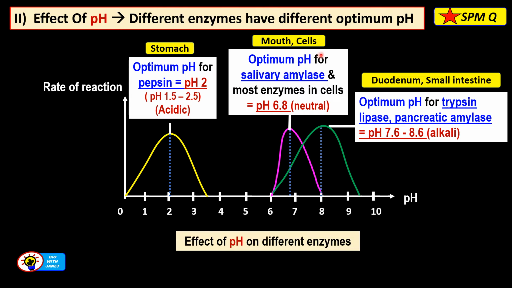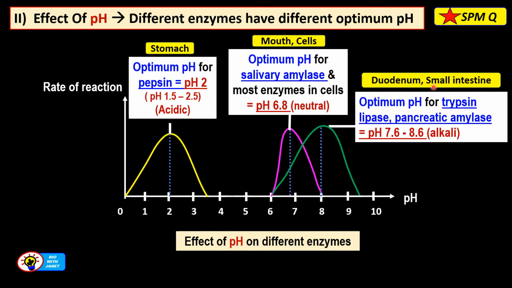Whereas in the mouth and for the enzymes in most cells, the optimum pH is 6.8, which is neutral condition. So, for example, salivary amylase in the mouth acts most efficiently at pH 6.8 to 7, neutral condition. So thankfully, our mouth is in neutral condition and not too acidic, or else it'll be sour. Neither is it alkaline, or it'll be soapy. So it's in neutral condition, neither sour nor soapy.